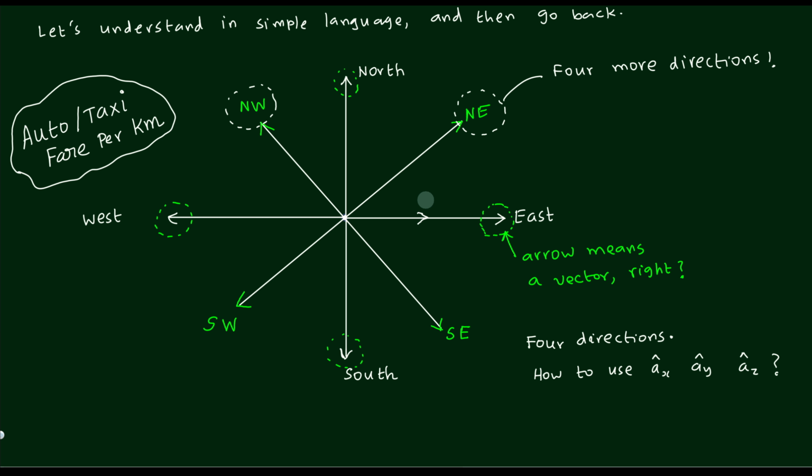You imagine that the auto driver says: if you want to travel in the east direction, pay $20. If you want to travel in the northeast, you have to give me $30 for the same distance. Same distance is important, the same 10 kilometers. $25 in the north, you put some number. And in the northwest direction, he is demanding $10.